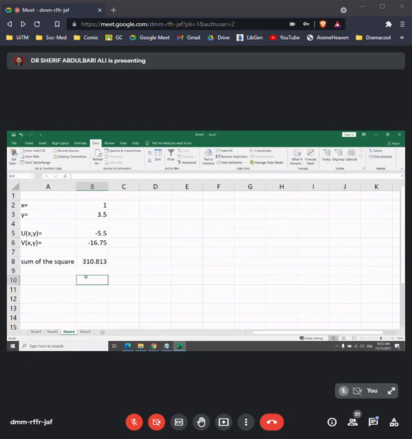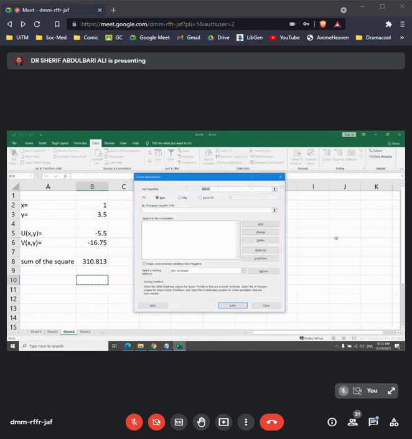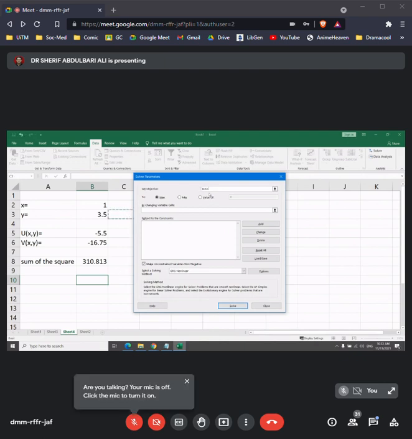Now to use the solver, you just click Solver. It has some parameters that you need to fill in to get the answer. The first thing is to set the objective function. My objective function is the sum of the squares, because this cell combines both functions. If this cell is equal to 0, that means this is the true value.